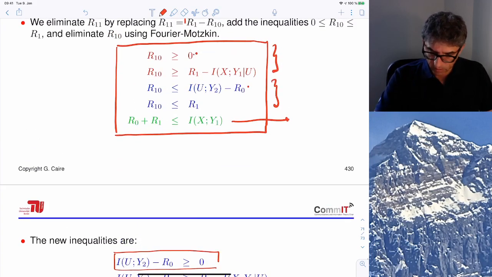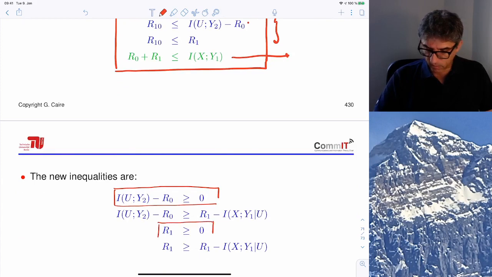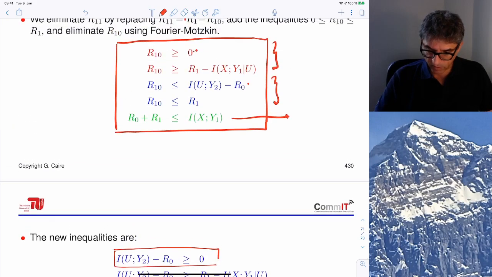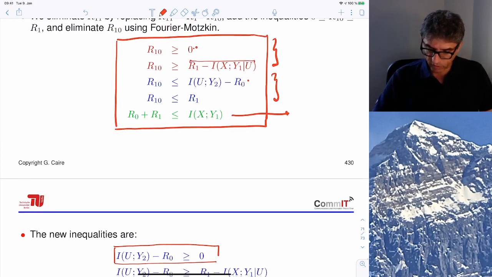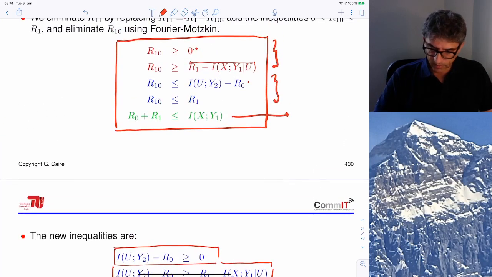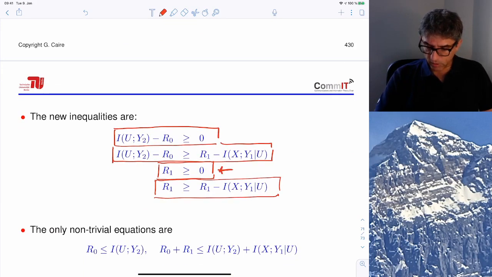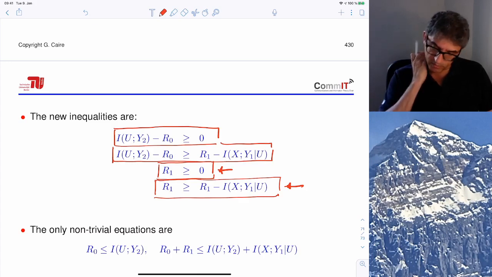So we obtain, for example, by taking this lower bound less than this, this inequality. Then if you take this lower bound less than this, of course we have this rather trivial inequality that R0 is positive. Then by taking the second lower bound less than the first upper bound, we have this inequality. And finally, taking the second lower bound less than the second upper bound, we have this inequality. Now that's obvious, because R1 and R1 simplify, and we have that minus mutual information is non-positive, which is clearly obvious.